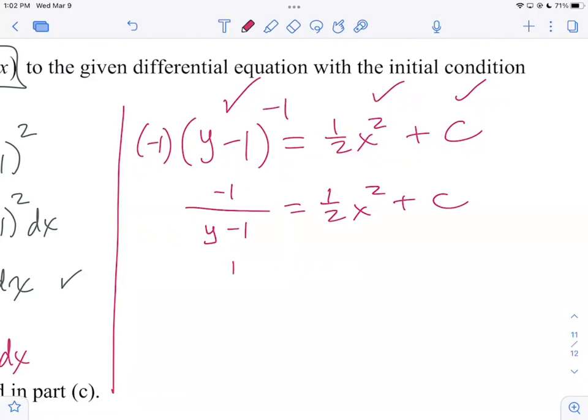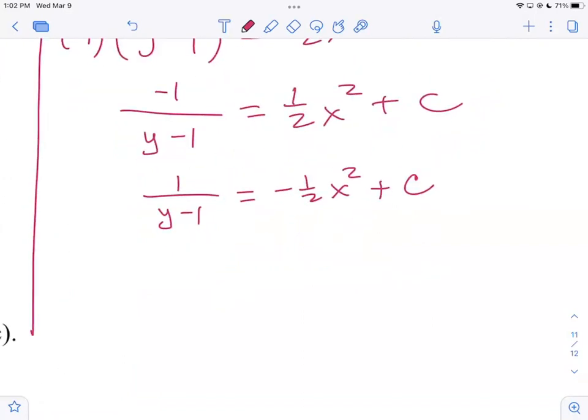Multiply both sides by negative 1. So we get 1 over y minus 1 equals negative 1 half x squared. And what's negative 1 times c? Negative c. Yeah.